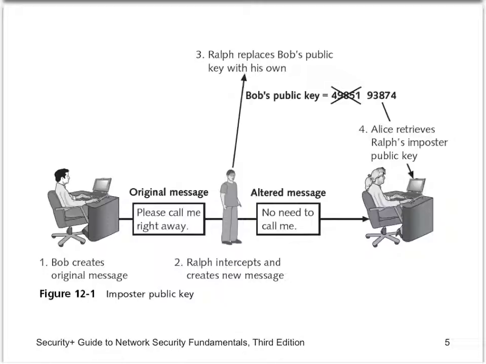And then Alice retrieves Ralph's imposter public key. So a public key can be intercepted and possibly given a different key. The only way this would happen, though, is, I think in the lab I had you guys do, I had you email each other the public key.